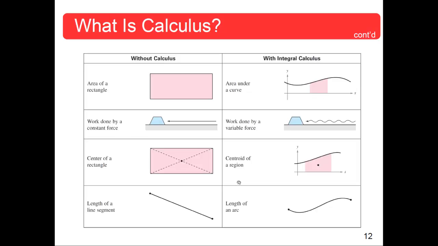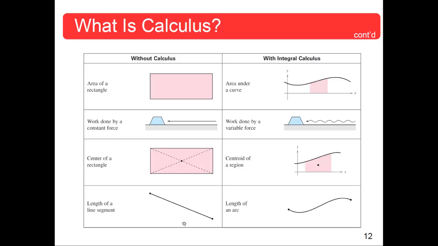Okay. And then this gets a little bit beyond Calc 1. If you want to find the center of a rectangle, well, if you remember from geometry class, the center of a rectangle is the intersection of the diagonals. That's no big deal as long as you remember that. But if you want to find the center of mass of an oddball shaped region, the centroid, you'll need calculus for that.